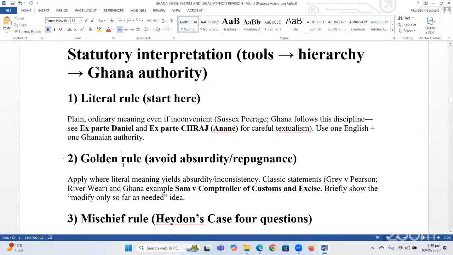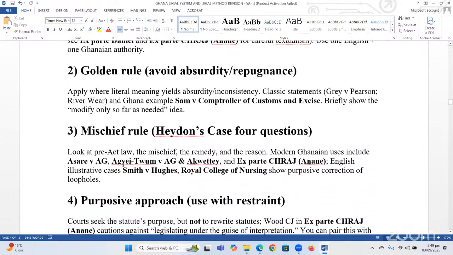And we also have what we call the mischief rule. The mischief rule looks at, there's a case which we call Heydon's case, which all of you, I'm sure, have read before. And in Heydon's case, the courts propounded 4 questions which should guide the interpretation, among other things, to find out what was the previous position of the law, the particular law you are trying to interpret.